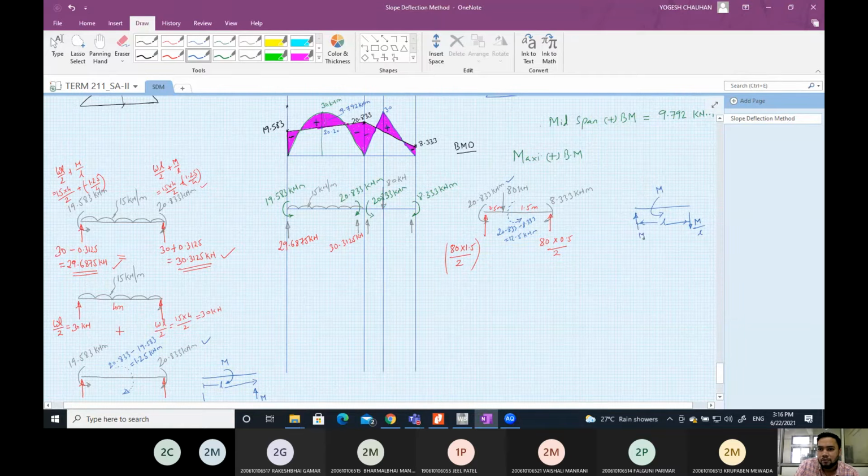This is M by L. Okay, this will be downward, this will be upward, because this is trying to rotate the beam in anti-clockwise direction. So your reactions will be in clockwise direction. So this will be upward. So plus 12.5, this value 12.5 divided by L. L is 2 meter here.